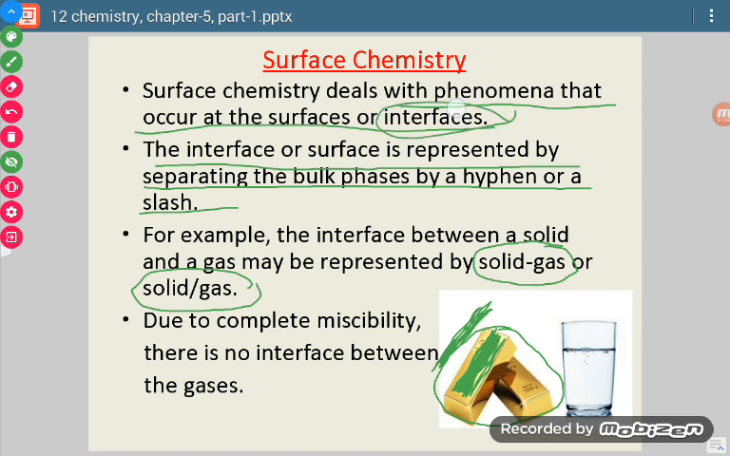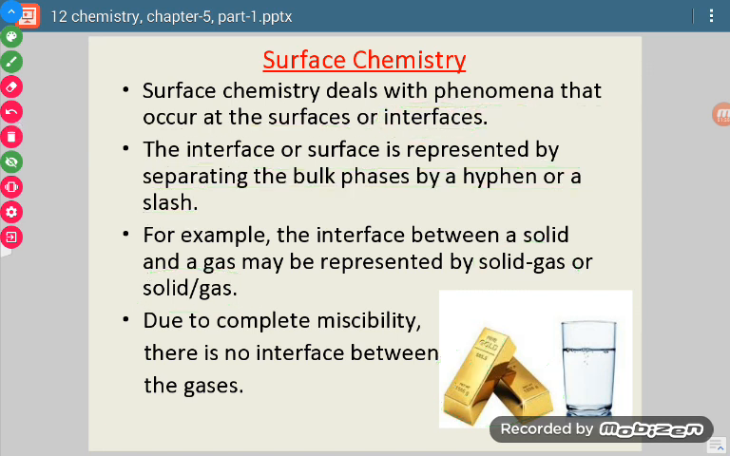Okay, we say what is it? It is interface. Similarly, water is till this point. Now above this there is air, so this particular portion becomes the interface. Okay, so what do we mean by interface? I think it is clear to you.